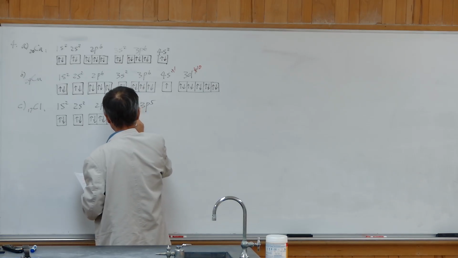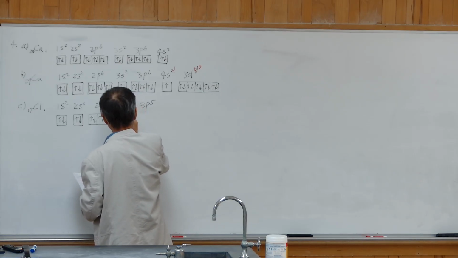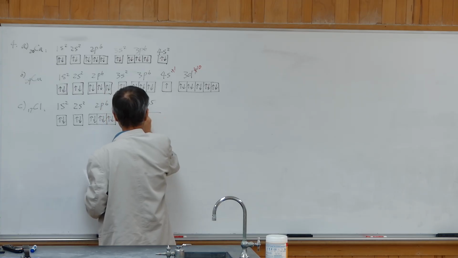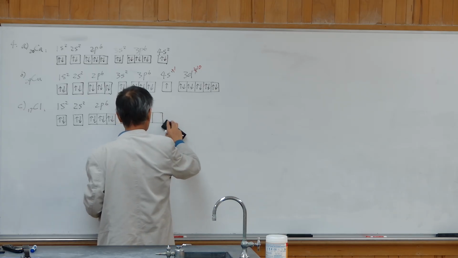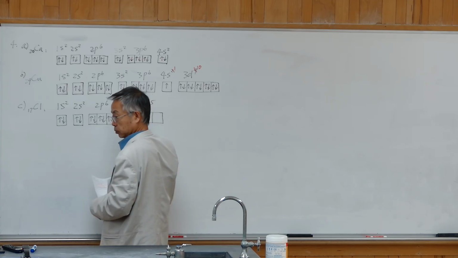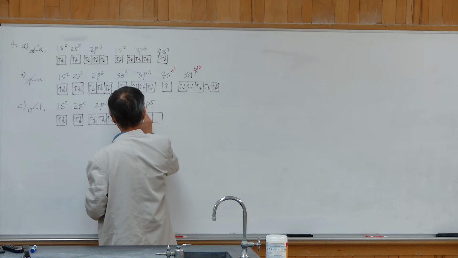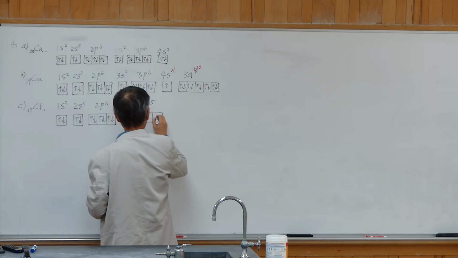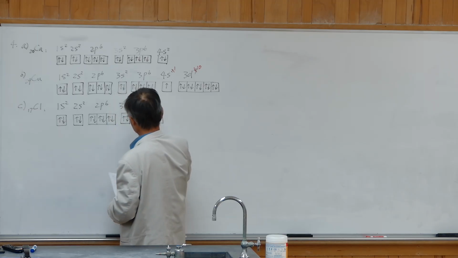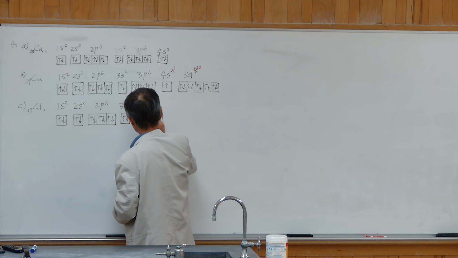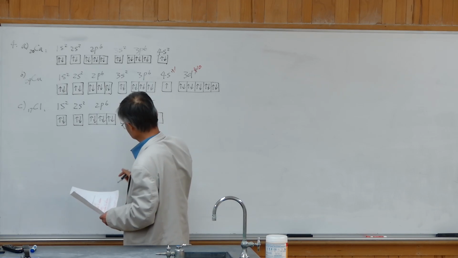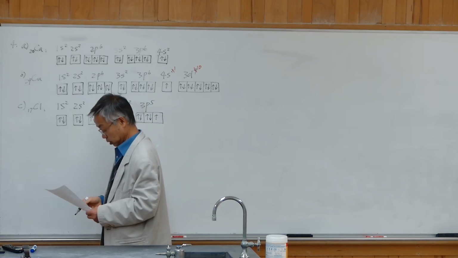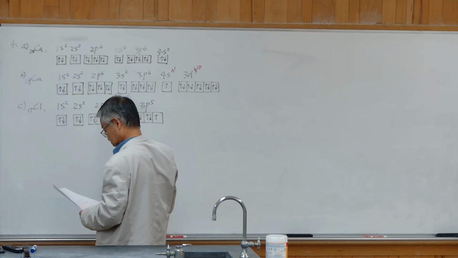3s, 1 orbital. 3p, 3 orbitals, 5 electrons. Place 1 electron in each orbital first. Then you have 2 more, they must be paired. So place 2 in 2 of the orbitals. There is one single electron there, unpaired.